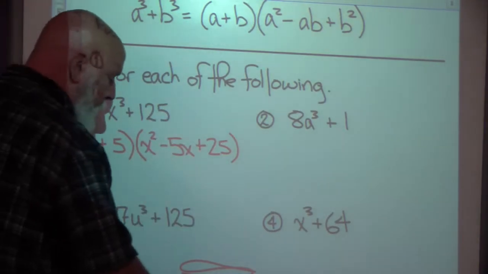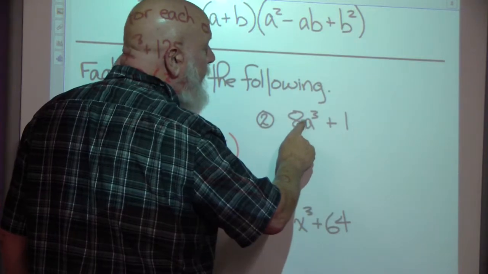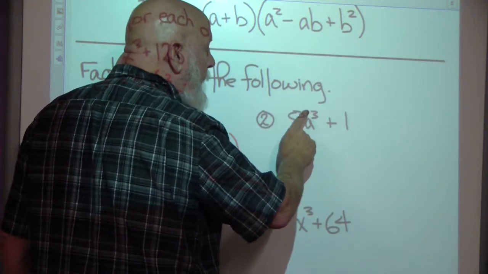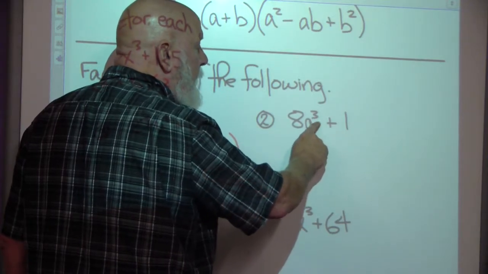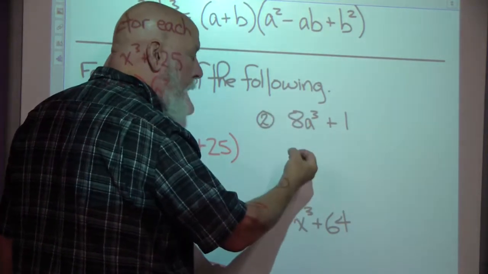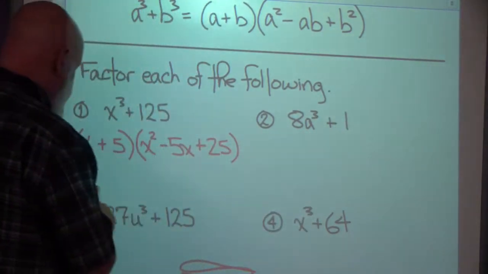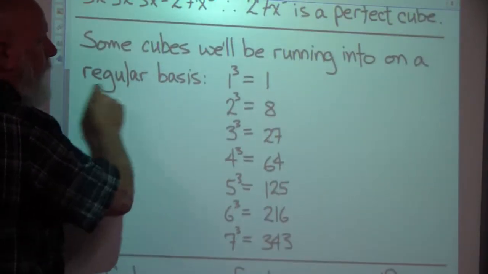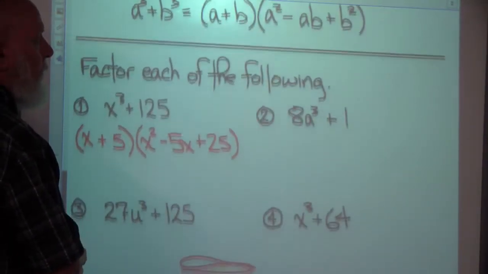I'll do another one right here. I look at this one. I say, hey, that's a perfect cube. That's 2a times 2a times 2a. 2 times 2 times 2 is 8. A times a times a is a to the third. So 2a times 2a times 2a is 8a to the third. 1 is a perfect cube because 1 times 1 times 1 is 1. So I have a sum of two cubes.